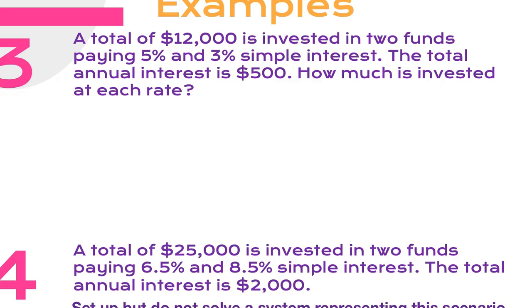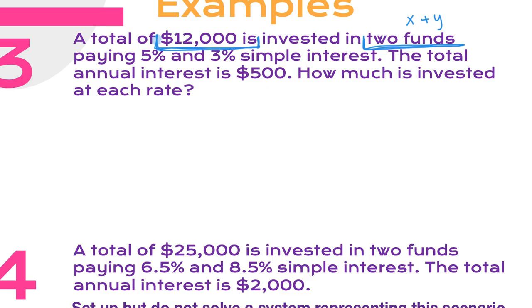So underlining what's important, what do I have? I know my total is $12,000, and that was invested. It was invested into 2 funds. So I'm going to represent those 2 funds as X and Y. Those are my 2 funds. Keep in mind, it's asking how much was invested at each rate.